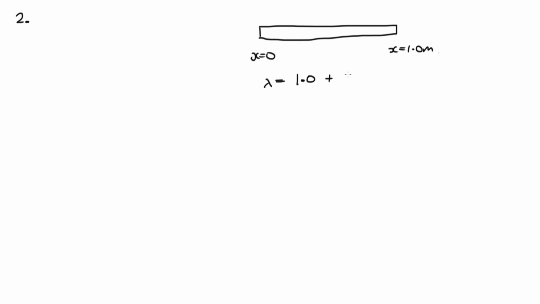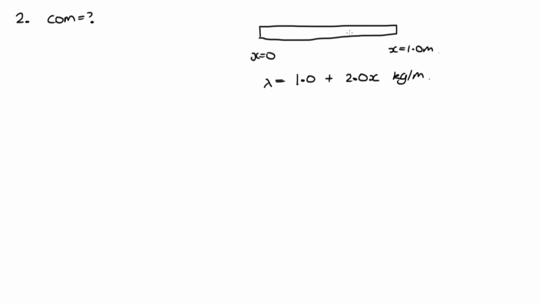Okay, so this is problem 2, and in this one we've got a rod here. Now the rod has a length of 1 meter, so this end is at x equals 0, and this end is at x equals 1.0 meters. And we're told that the linear density along the rod varies, and it's given by 1.0 plus 2.0x kilograms per meter. And what we're asked to find is the center of mass.